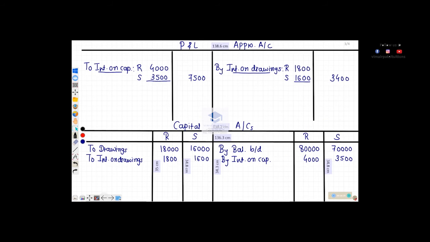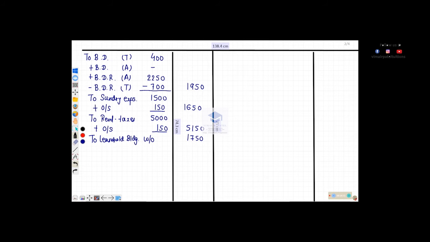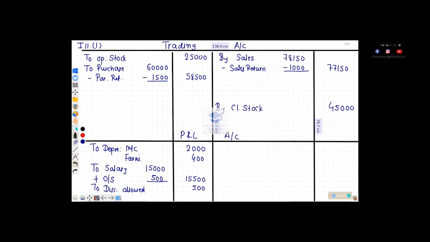Then trading expense. The name is trading, but it will appear on the debit side of P&L. Don't get confused with the name. You may think trading expense appears in trading, but no, it will appear on the debit side of P&L. Then carriage inward. Carriage inward or carriage on purchase, all the same thing, will appear on the debit side of trading account, and if it is carriage outward or carriage on sales, it will appear on the debit side of P&L.